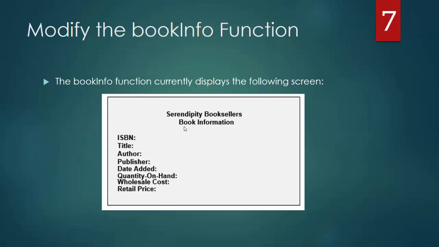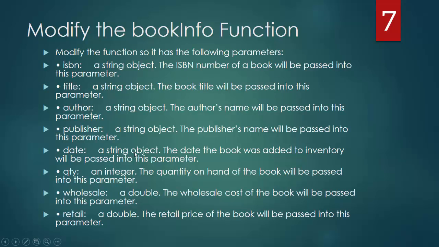Now, currently, this is our book info function. It only displays the ISBN, title, and author, but it doesn't actually display any text. It just displays the headers or the headings.